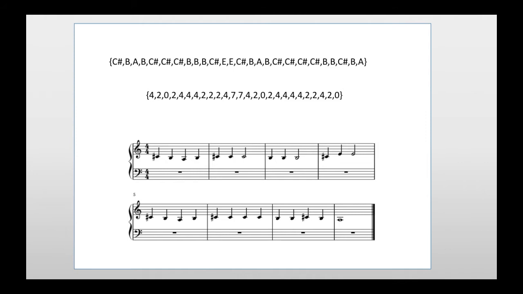As a sequence of notes, this is C sharp, B, A, B, C sharp, C sharp, C sharp, B, B, B, C sharp, E, E, C sharp, B, A, B, C sharp, C sharp, C sharp, C sharp, B, B, C sharp, B, A. Or, in numerical form, 4202 444 222 477 4202 444 222 420.